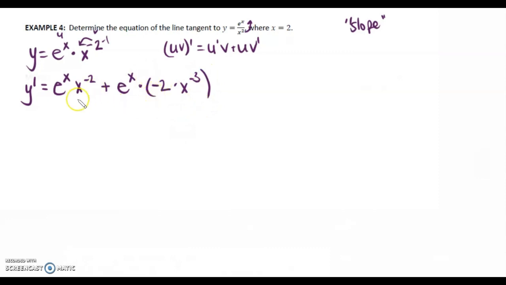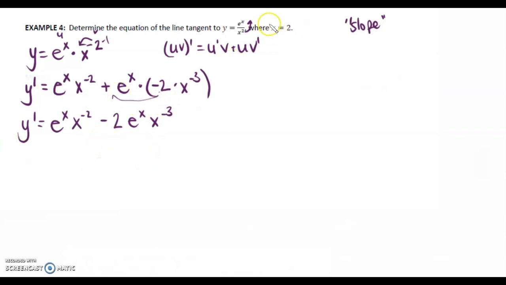Okay, so let's just simplify this a little bit more. I get e to the x, x to the negative 2, plus, I'm going to put the negative 2 there first, I'm going to bring this over here, negative 2, e to the x, x to the negative 3. Okay, so this is the derivative.